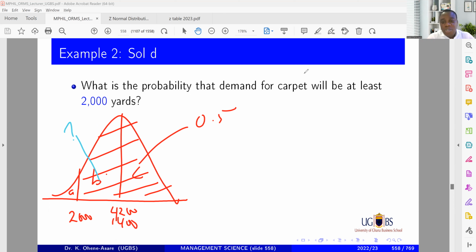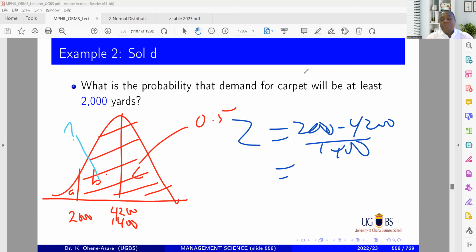Okay, so let's move on. You get Z equals 2,000 minus 4,200 over the standard deviation. You get a value. When you get that value, what do you do? When you get the Z value, you check on the table to get the probability. And then what do you do with that? Then you add that answer to 0.5. That's it. Well done. That's how it's supposed to be.